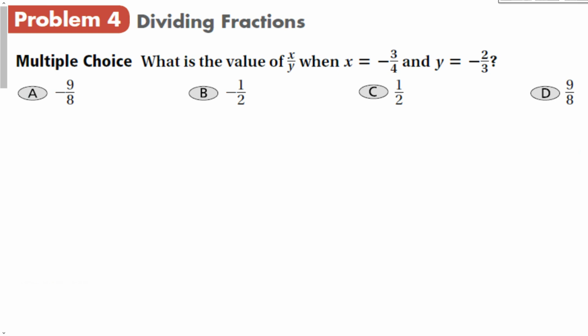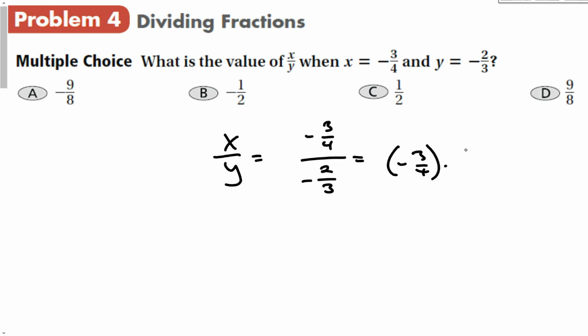So what is the value of x over y when x is negative 3/4 and y is negative 2/3? We take x over y, which with substitution gives us negative 3 over 4 over negative 2 over 3. To divide two fractions, I multiply by the reciprocal of the second fraction, the denominator. So negative 3 over 4 times 3 over 2, the negative doesn't change the sign. A negative times a negative gives me a positive, so that is equal to 9 over 8, which is D.